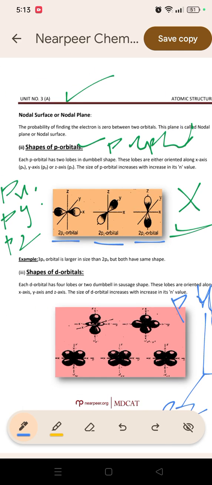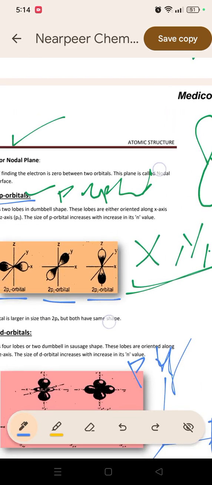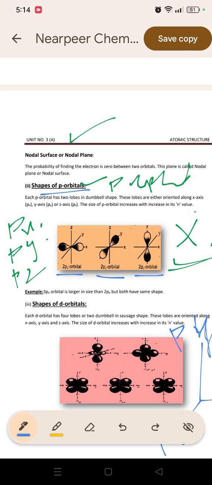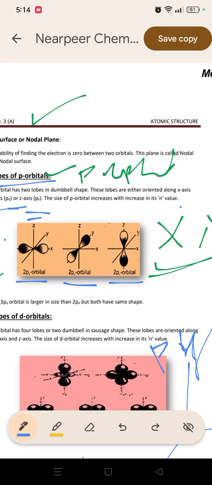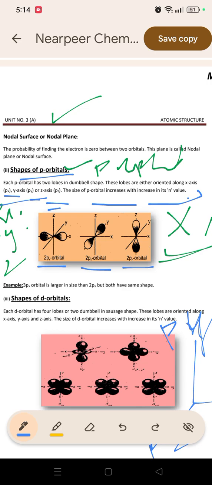Now let's read this. Each p orbital has two lobes in dumbbell shape. As I just told you, they have two lobes. It's like the dumbbell shape is this one. No matter if you have three axes, still they will have two dumbbell-shaped lobes, and they are oriented along the x-axis, y-axis, or z-axis. X means px, y means py, z means pz, and the size of the p orbital increases with an increase in its n value. Okay, so I'm sure it's clear.